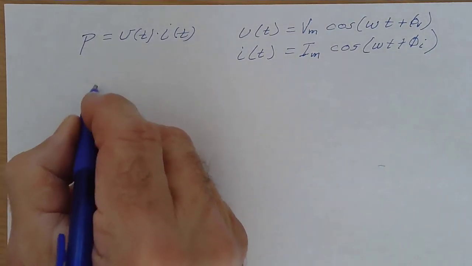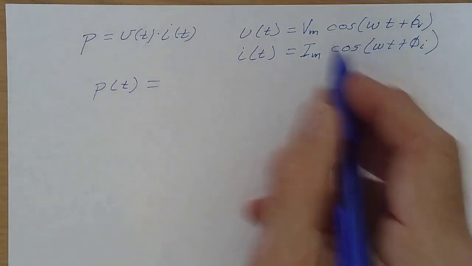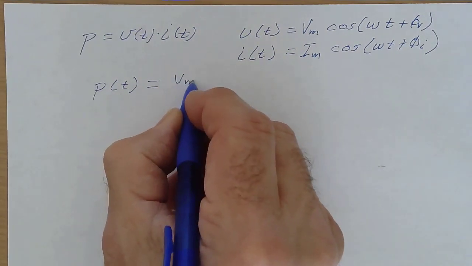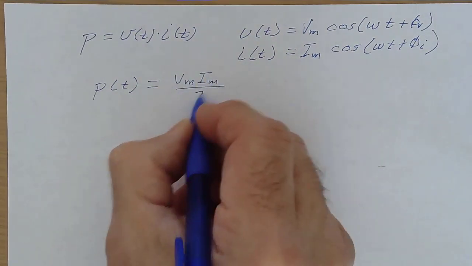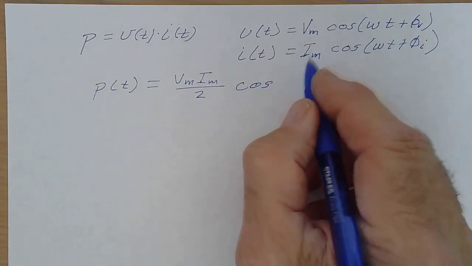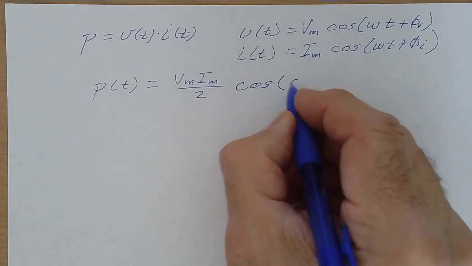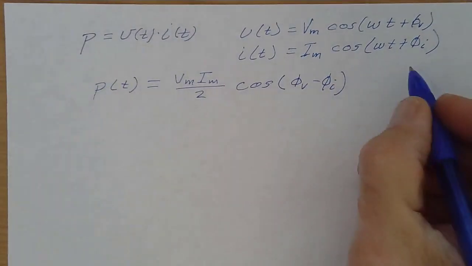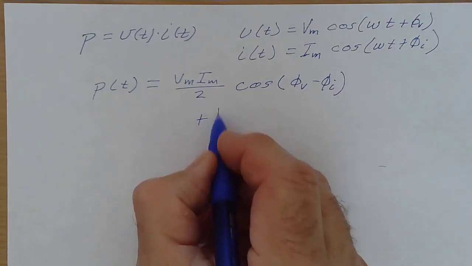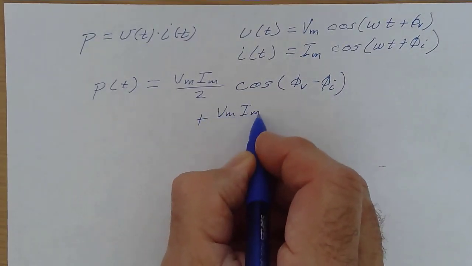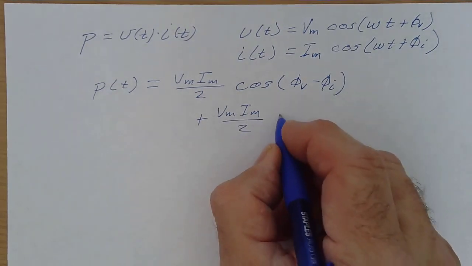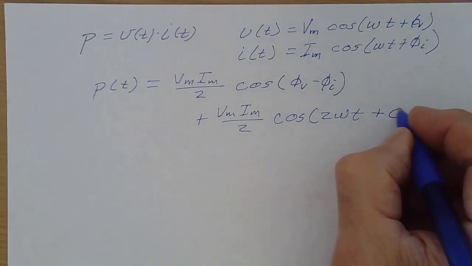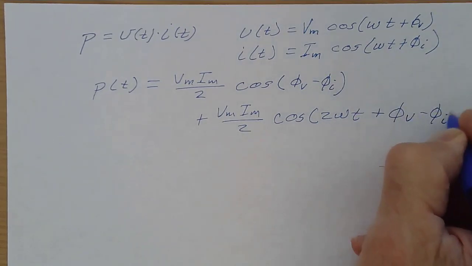And when we do this, we find that the power function, after a variety of multiplications and trig identities, we can write as Vm Im over 2 cosine of the phase difference, plus Vm Im over 2 cosine 2 omega t plus phi v minus phi i.